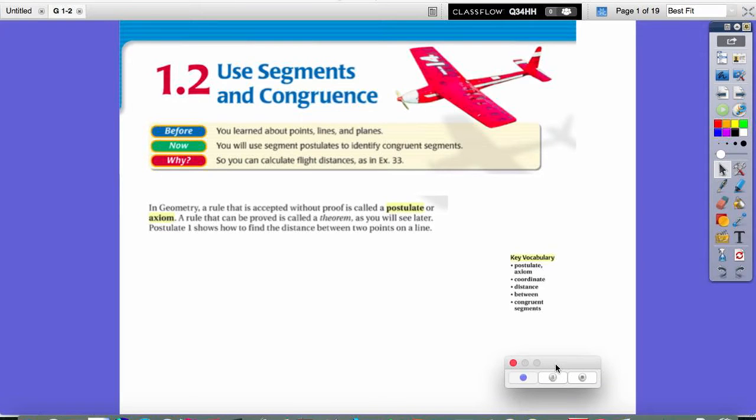Today's lesson, Chapter 1, Lesson 2, using segments and congruence. In geometry, a rule that is accepted without proof is called a postulate or an axiom. A rule that can be proved is called a theorem. As you will see later, postulate 1 shows how to find the distance between 2 points on a line.